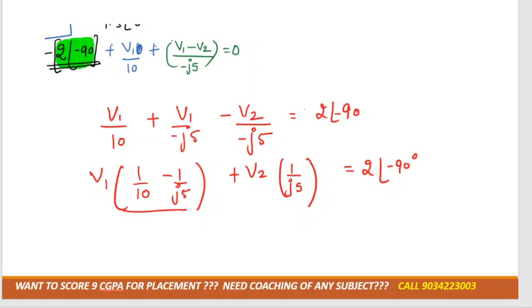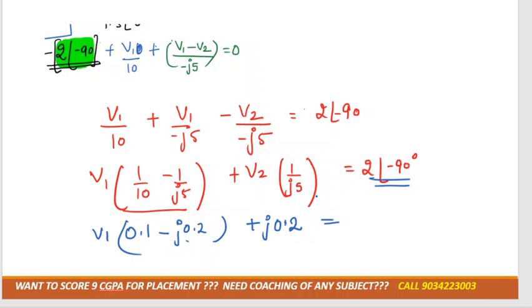So now you can solve it. 1 by 10 is how much? 0.1. Minus 1 by 5 is how much? 0.2. So minus J is 0.2, right? V1 plus J, 0.2. Then 2 angle minus 90. It's in polar form, right? All are in J form. So can we convert it into rectangular form? V2 also. Okay, now convert this polar form into the rectangular form.